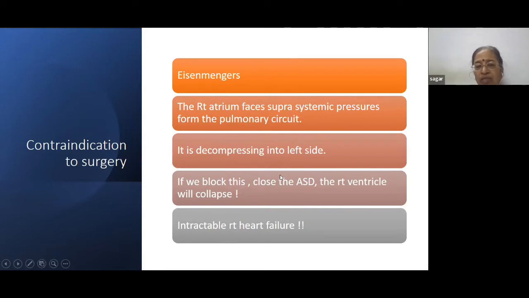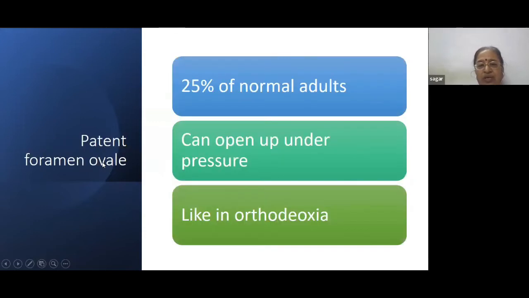You go and close that, then close the ASD, the right ventricle will collapse because the right ventricle cannot tolerate the suprasystemic pressures of the pulmonary circulation. So you go into intractable right heart failure. So every Eisenmenger's is a contraindication to closing the shunt, because when you close the shunt, the right ventricle faces suprasystemic pressures and the right ventricle will collapse and cause intractable right heart failure. So the contraindication to surgery is always any Eisenmenger's.